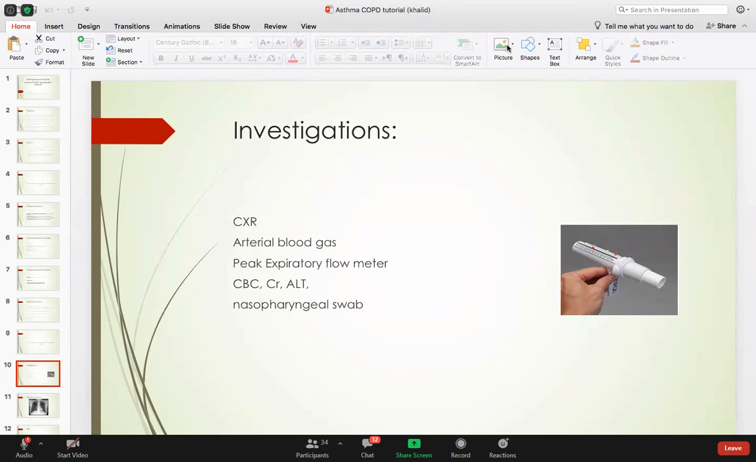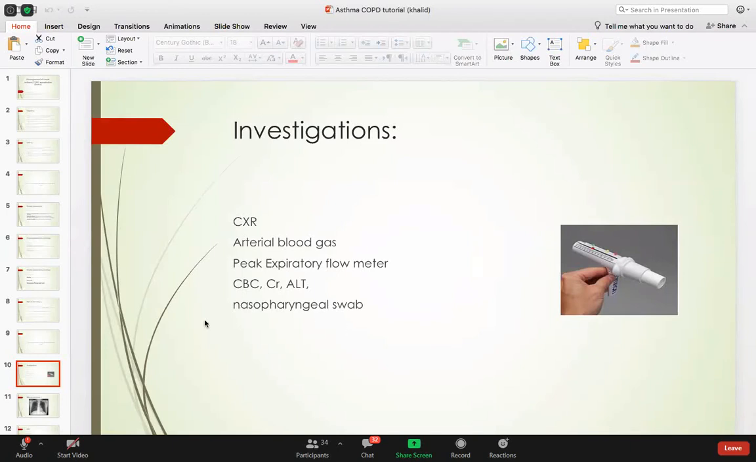Okay. CBC, looking for leukocytosis, looking for anemia. Creatinine: with all medication, we need to know about kidney impairment so we can adjust the medication, or sometimes it's even a contraindication. ALT, the same. It's a marker for liver disease, so you may end up adjusting or avoiding certain medication if you have a liver disease. And nasopharyngeal swab, that's for viral illness, including the pandemic now, the coronavirus.